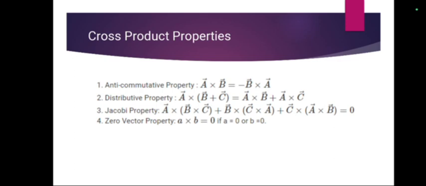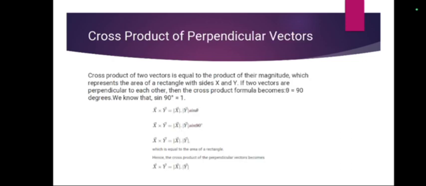The cross product properties. The first property is the anti-commutative property, that is A cross B is equal to minus B cross A. Second one is the distributive property, where A cross B plus C equal to A cross B plus A cross C. Third one is the Jacobi property, represented as A cross B cross C plus B cross C cross A plus C cross A cross B equal to 0. The zero vector property is denoted as A cross B equal to 0 if A equal to 0 or B equal to 0.